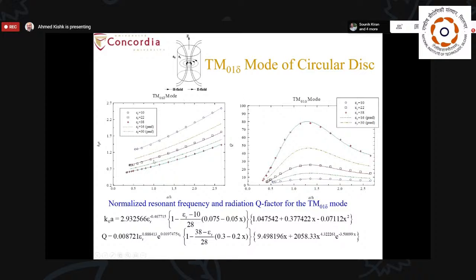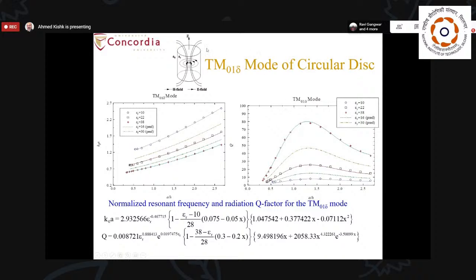And in order to avoid this kind of complicated engineering calculation, we created empirical expressions that can predict the resonant frequency and the Q factor. Just by using it in a calculator, you can predict the resonant frequency and the Q factor for a certain dielectric disk.